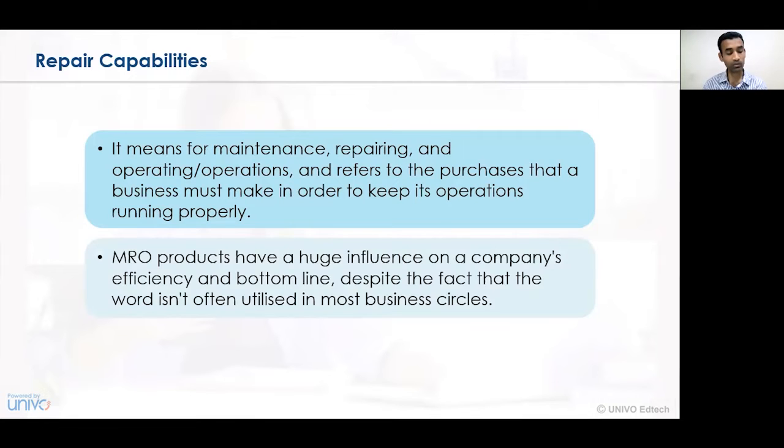As a part of MRO, these products have a huge influence on a company's efficiency and bottom line, even though the term isn't often used in most business circles. So we must have proper control over the company's efficiency, the bottom line, and the control of goods, services, products, and commodities. Hence, proper consideration must be given in business circles to how we control and how we have the various repair capabilities for a certain product.